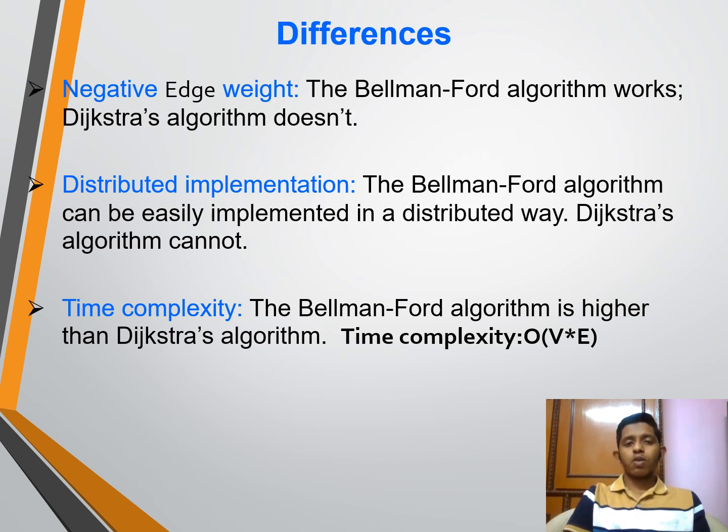First one, negative edge weight. The Bellman-Ford algorithm works for a negative edge weight, whereas Dijkstra's algorithm doesn't work for a negative edge weight. Distributed implementation. The Bellman-Ford algorithm can be easily implemented in a distributed way, whereas Dijkstra's cannot be implemented in a distributed way. Time complexity. The time complexity of Bellman-Ford is higher than Dijkstra's algorithm. Time complexity is big O of V into E, where V represents the number of vertices and E represents the number of edges in a weighted graph.